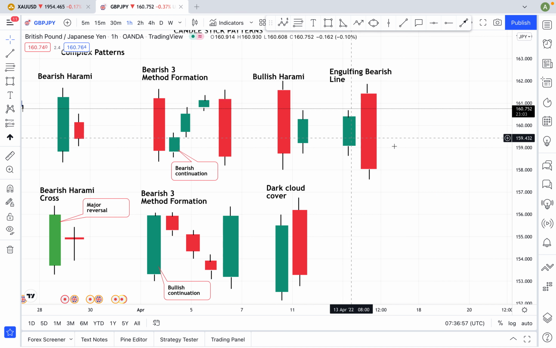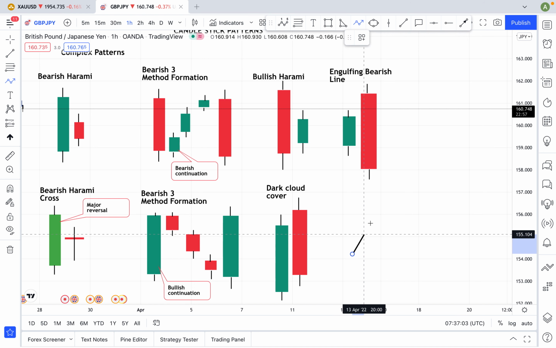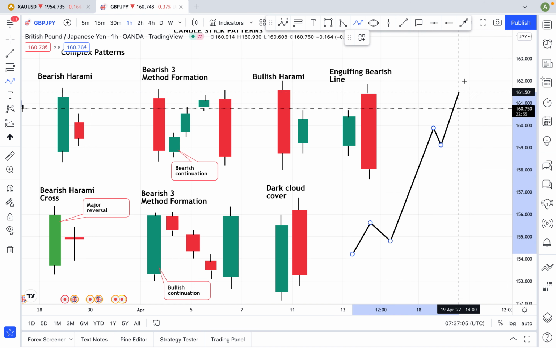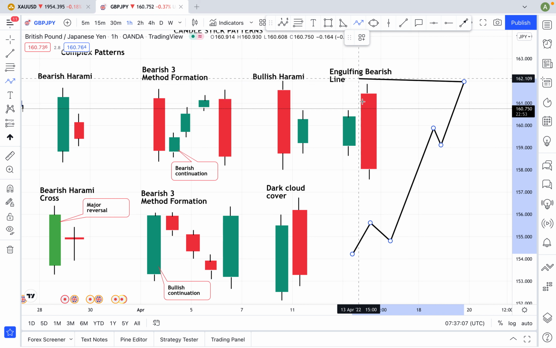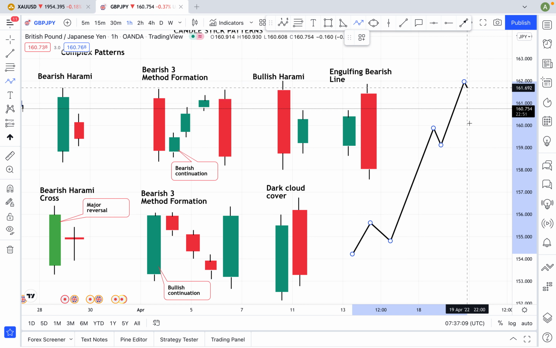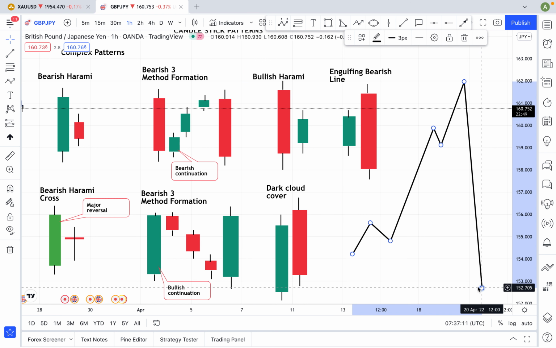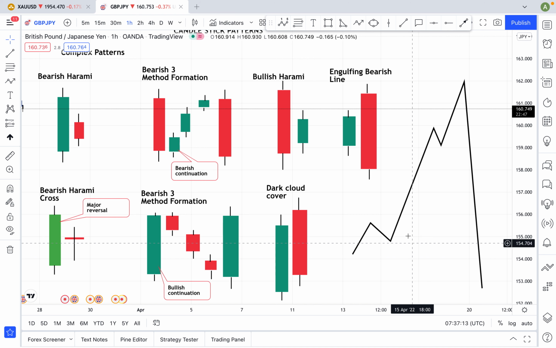And this is a major reversal sign. When you see this at the top, a major reversal sign, like when the market is coming from the downside, and you see this engulfing bearish line here, just know that the market is going to go to the downside. This is a basic principle of what you need to know. The market will go to the downside. It is a must.